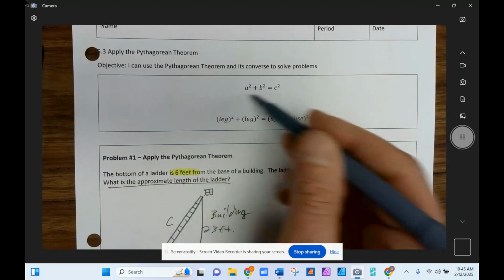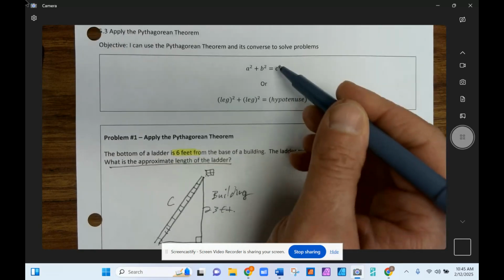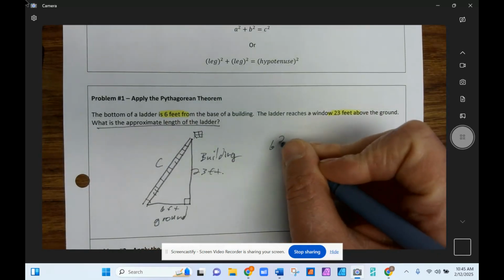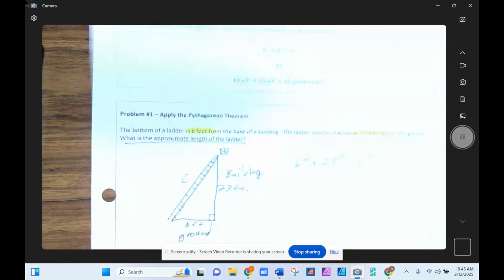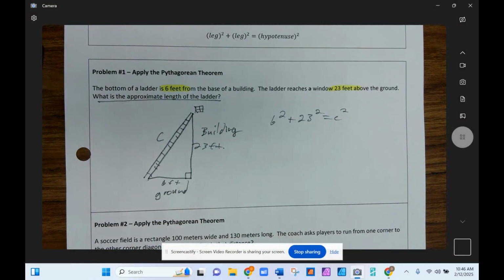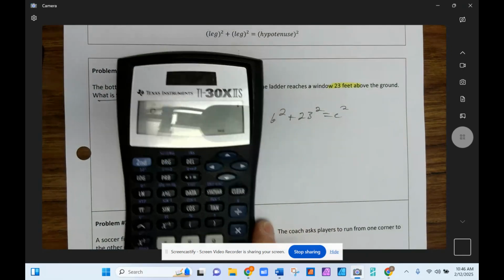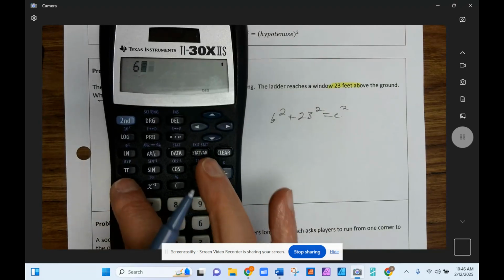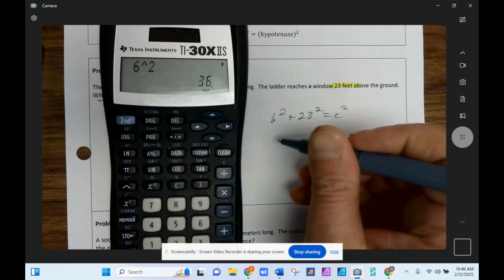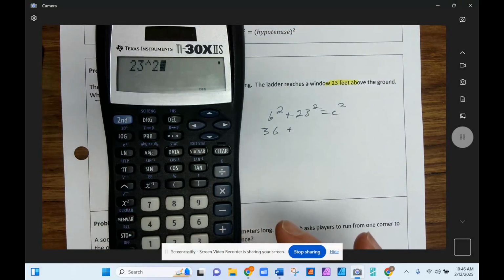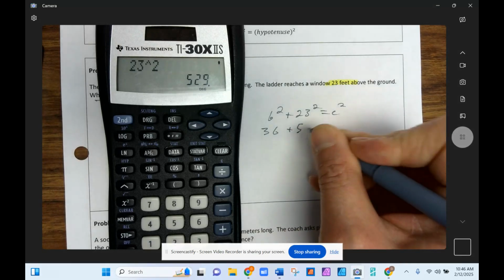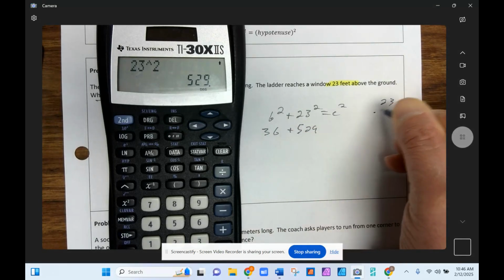Now, if we look at our Pythagorean theorem here, it's a squared plus b squared equals c squared. So it's going to be 6 squared plus 23 squared is equal to that c squared. And then I'm just going to plug these numbers in here. 6 squared is going to be 36, right? I can also just do it on my handy dandy calculator if I can get it so it's not showing glare. So 6 squared is going to be 36. 23 squared, I don't know off the top of my head, so I definitely want to do that in the calculator. It's 529.